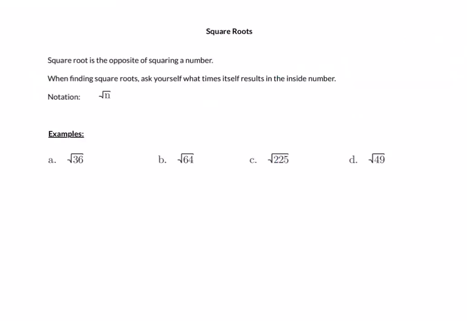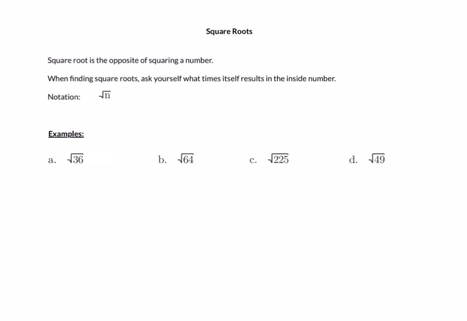Now, with exponents, we also have something called square roots. Square root is the opposite of squaring a number or raising it to a second power, an exponent of 2. When finding square roots, you want to ask yourself what times itself results in the inside number. Our notation for square root looks similar to our division house, but notice that it does have a little tail on the end. And that is the main thing to keep in mind: if it does have that little tail on the end, we are talking square root.